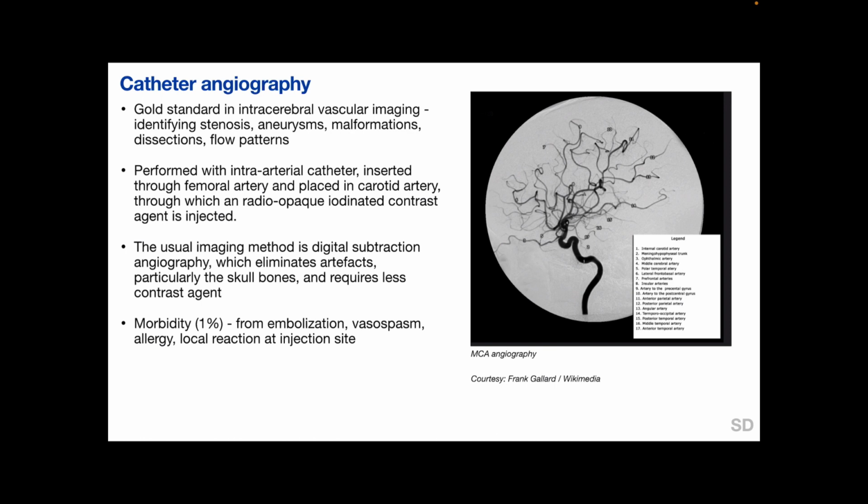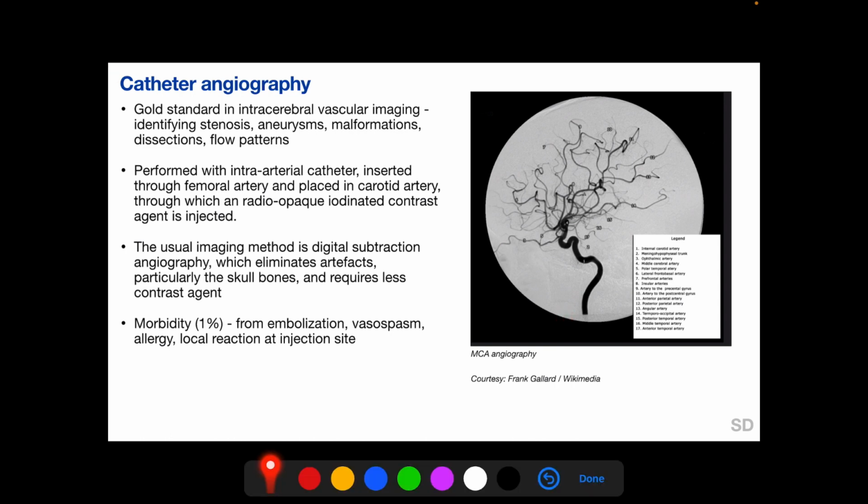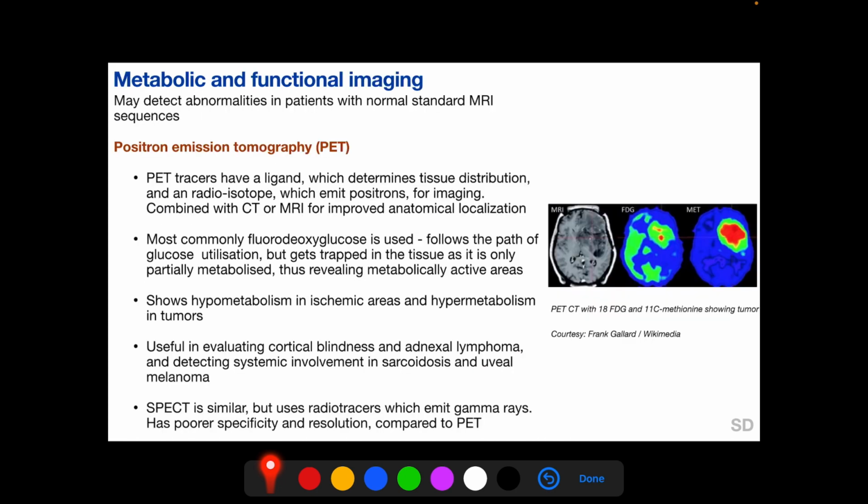The usual imaging method is digital subtraction angiography, which eliminates artifacts from the skull bones and requires less contrast agent. So this is a digital subtraction angiography showing the middle cerebral artery territory. Catheter angiography has its morbidity from embolization, vasospasm, allergy and local reaction at the injection site.